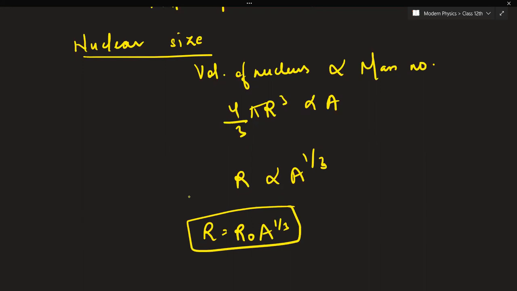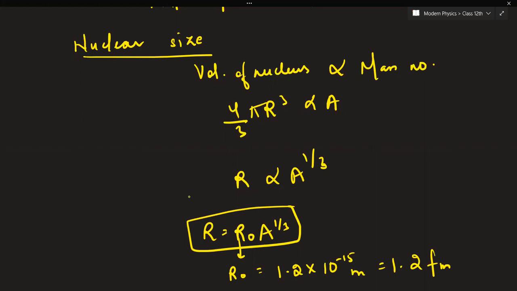Now, R naught is what? This is simply a constant. It has no physical meaning. Its value is 1.2 into 10 to the power minus 15 meters, which is equal to 1.2 Fermi.